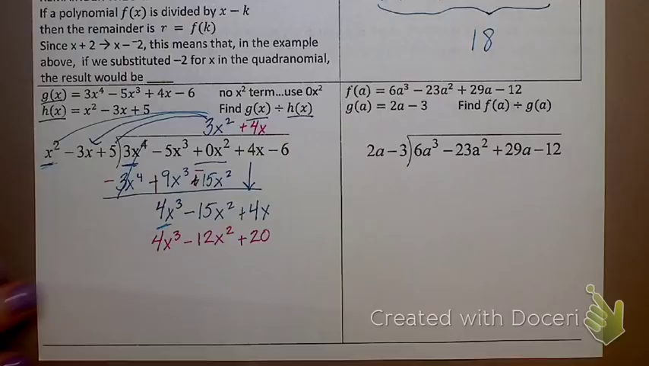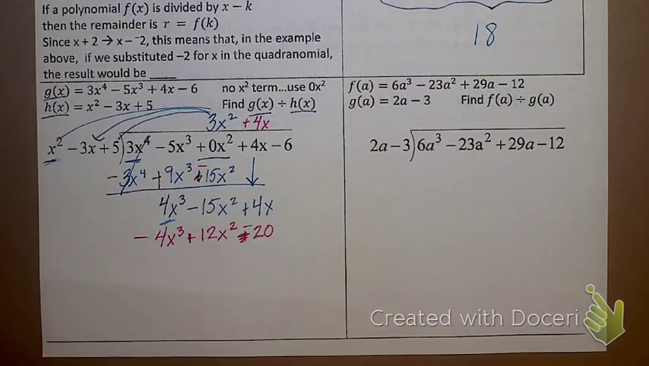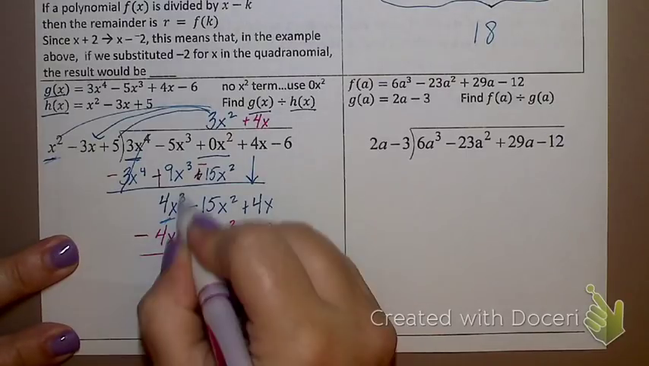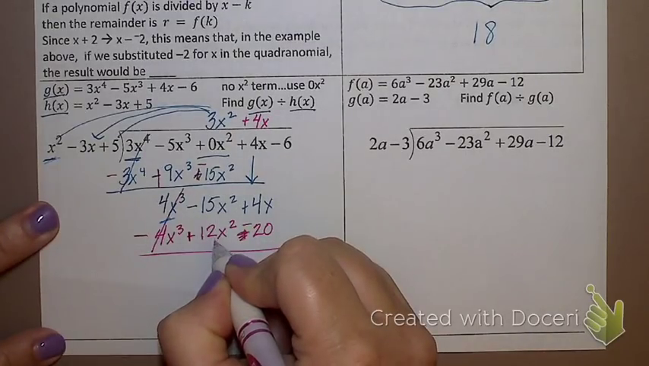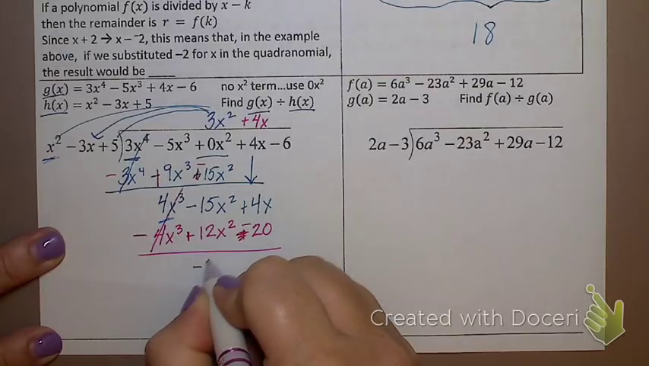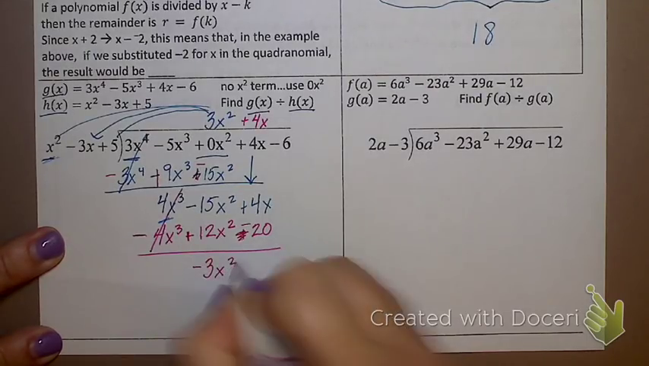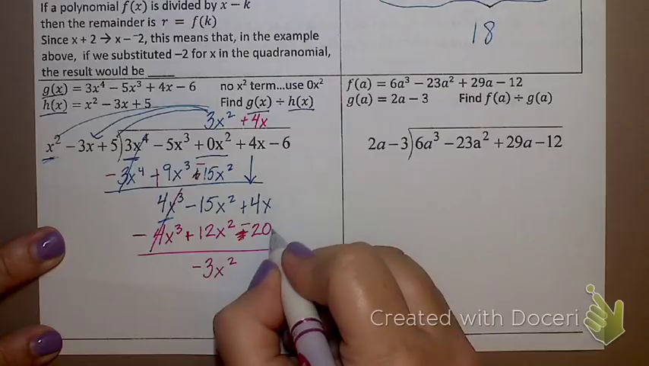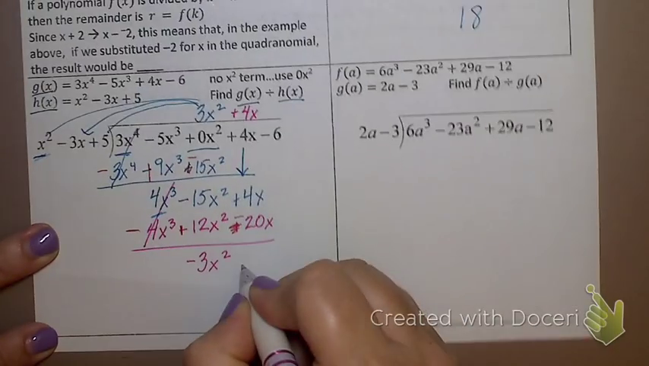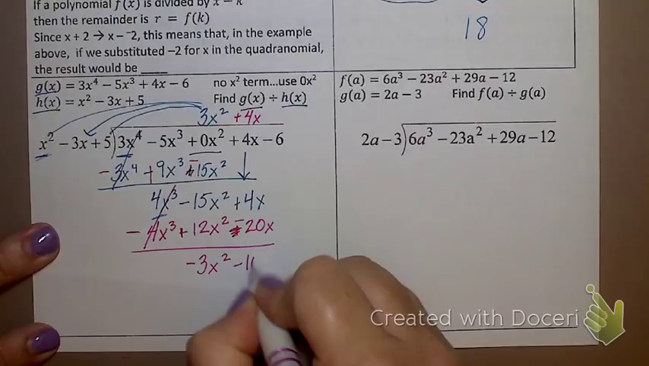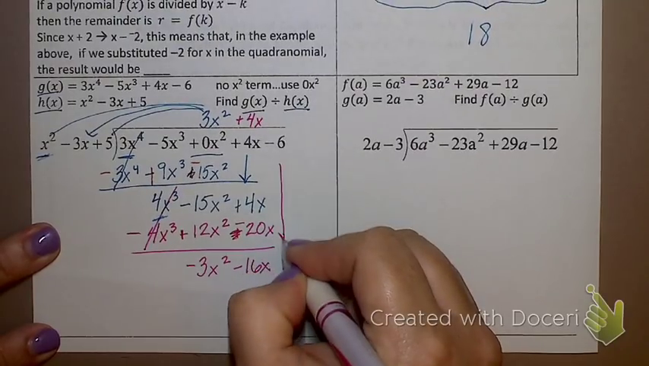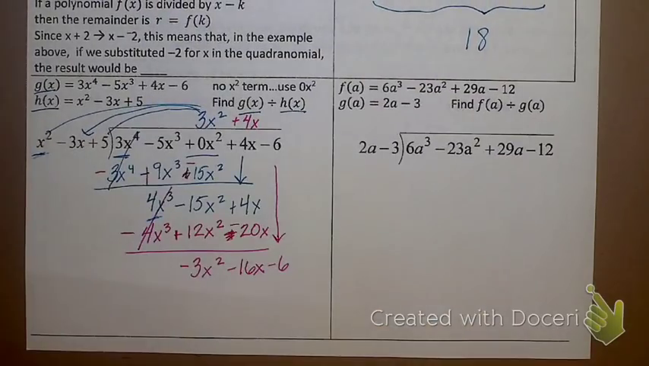What do I do now? Change my signs. So, those guys cancel. I have negative 15x squared plus 12x squared, which gives me negative 3x squared. And 4x minus, that should be 20x. Sorry, my bad. 4x minus 20x, negative 16x, and bring down that last term. Is that my remainder, or do I have another round? I have another round. Why don't you try and do the last round? Figure out x squared times what gives you negative 3x squared, and go from there.